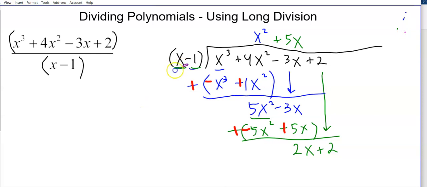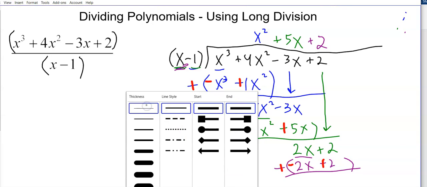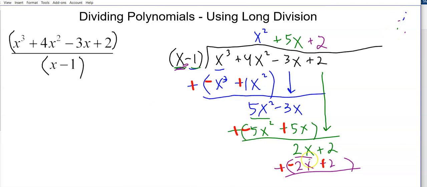Okay, look at the first term, x and 2x. X times what is 2x? That would be plus 2. Multiply that by both terms there, so 2x and minus 2. Really hopeful this goes away, but I'm not sure. So I'm going to distribute, it becomes positive. And so I get that 2x goes away. 2 plus 2 is 4. Oh, unfortunately, I have a remainder of 4.